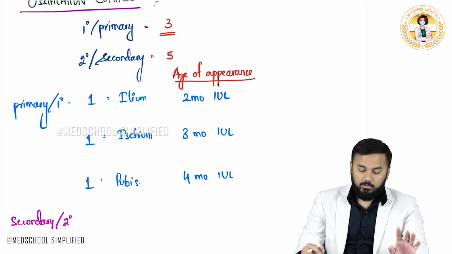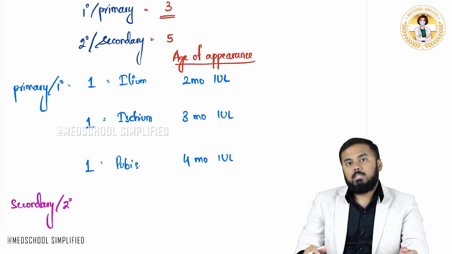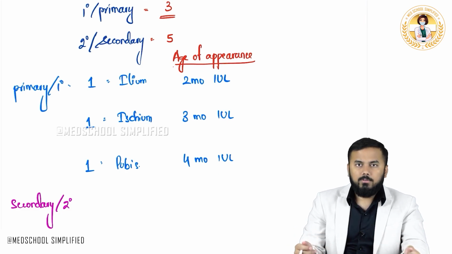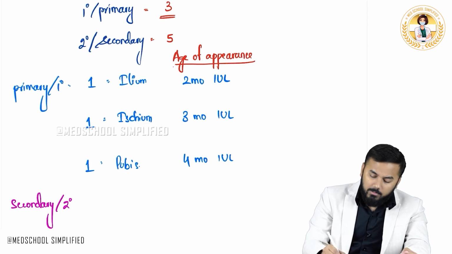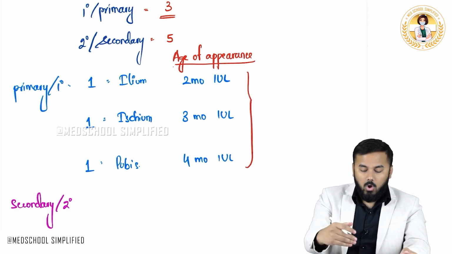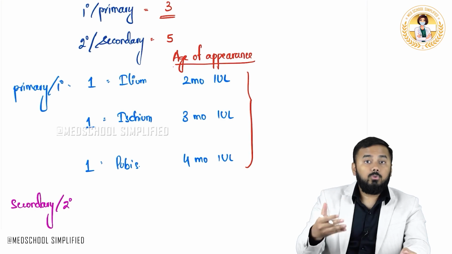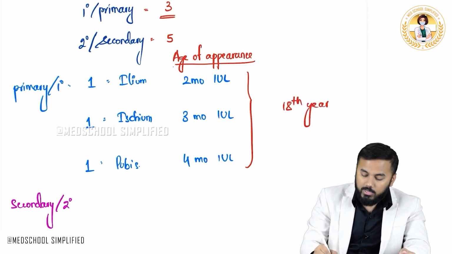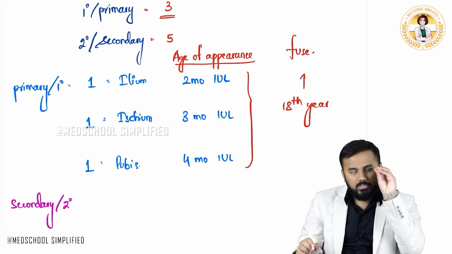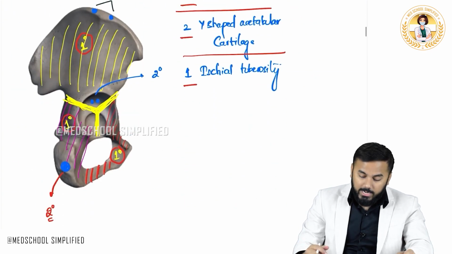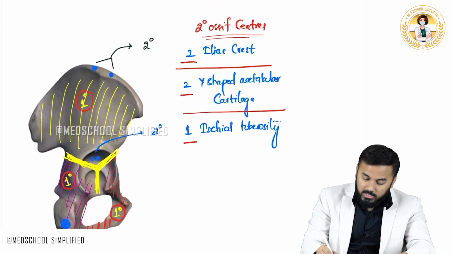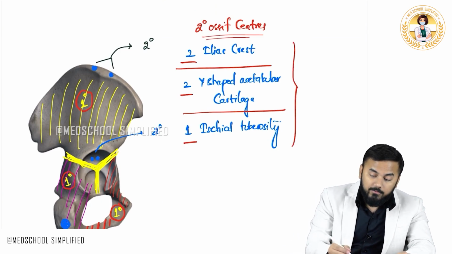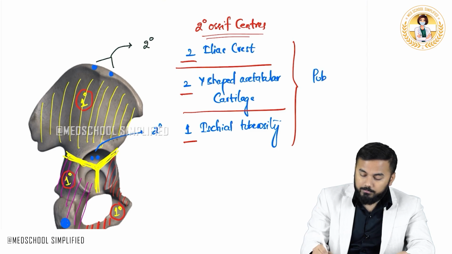Now, a very important thing you need to know is that these ossification centers, at one time or another, start fusing. For example, primary ossification centers are 3. All these 3 ossification centers, when do they fuse? They fuse at the 18th year of your life. All the ossification centers will fuse. In secondary also we have seen 2, 2, 4 and 1 is 5. These 5 ossification centers, when do they fuse? They fuse during puberty.